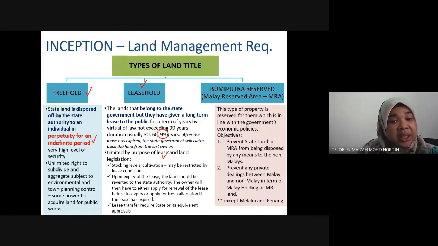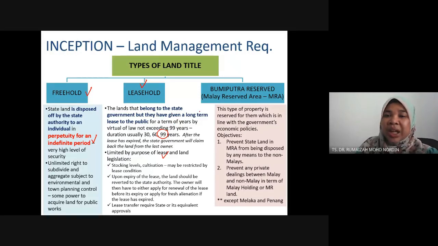And then upon expiry of the lease, seperti saya kata tadi, the land actually should be reverted to the state authority, and then the lease owner tadi tu have to apply for renewal. However, if that particular location is yet to have any planning to be used by the state authority, so the owner can actually apply for extension. Okay, however, if they have plan for that area, maknanya you have to give back the land to the authority.